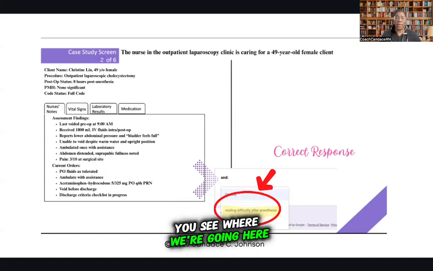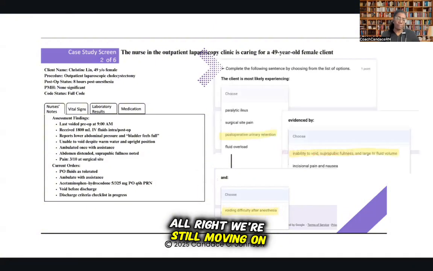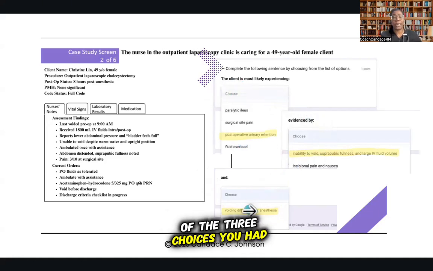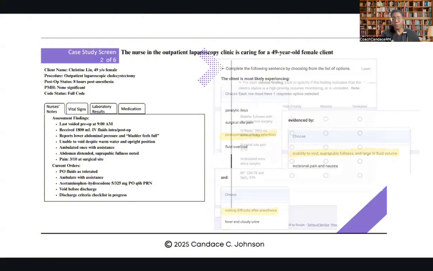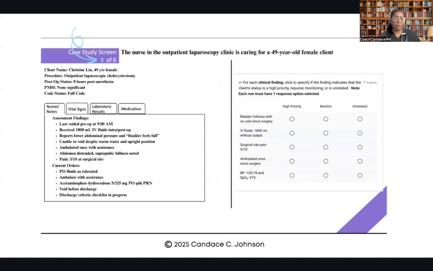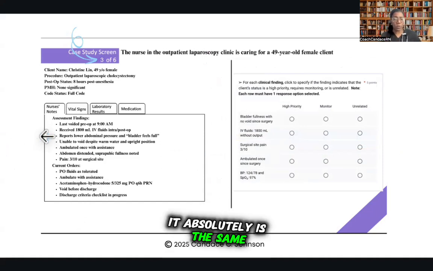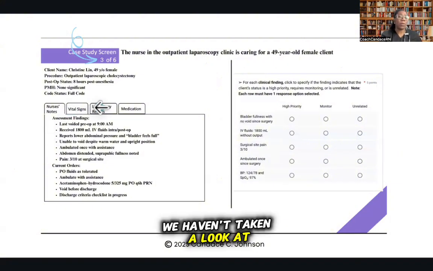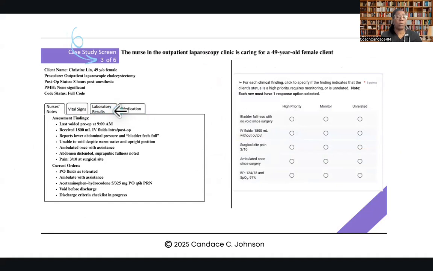You see where we're going with this particular case study. We're still moving on, but that's just a quick review of the 3 choices you had and the correct answers to those choices. Moving on now to screen 3 of 6. The information stays relatively the same. It absolutely is the same. We haven't taken a look at laboratory results or medication, and we won't.